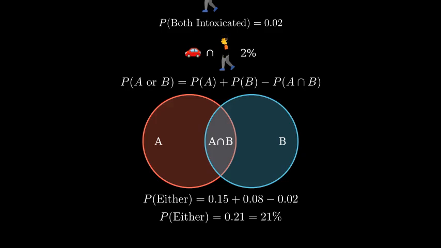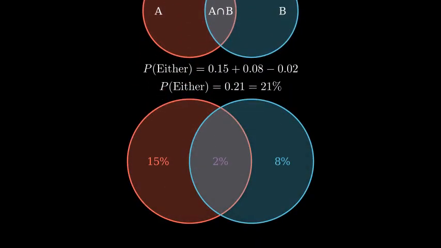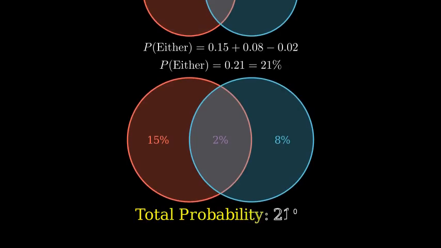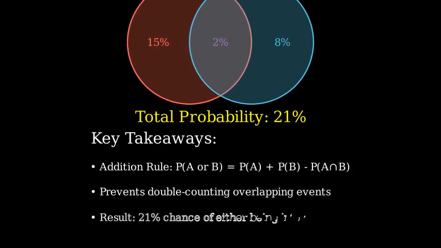Let's visualize what this means. The red region represents intoxicated drivers at 15%, the blue region represents intoxicated pedestrians at 8%, and the purple overlap represents both being intoxicated at 2%. The total shaded area represents our answer of 21%, the probability that either the driver or pedestrian was intoxicated. Therefore, there was a 21% chance that at least one person involved in the incident was intoxicated.